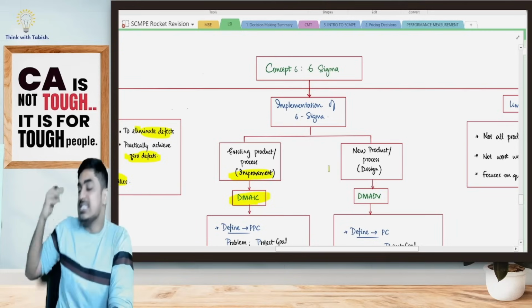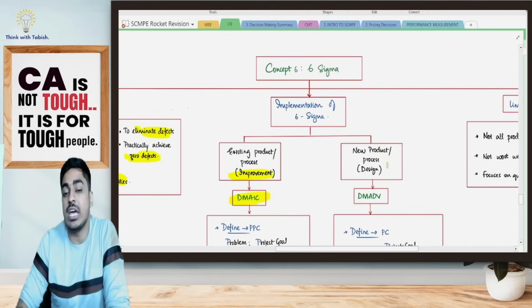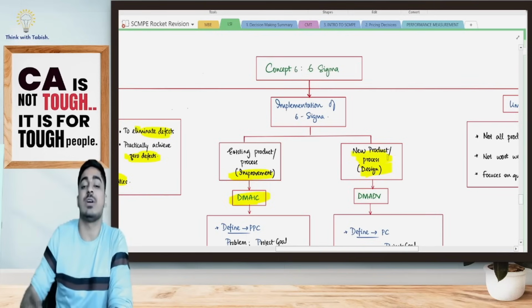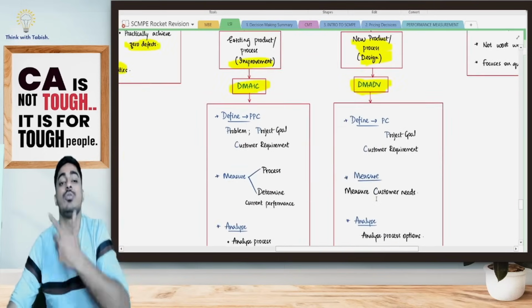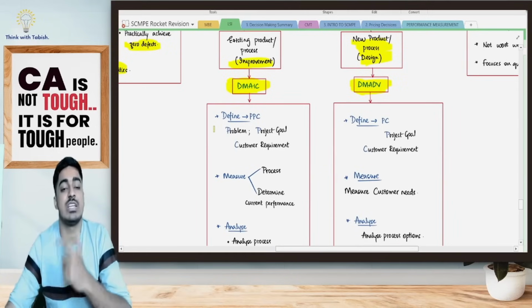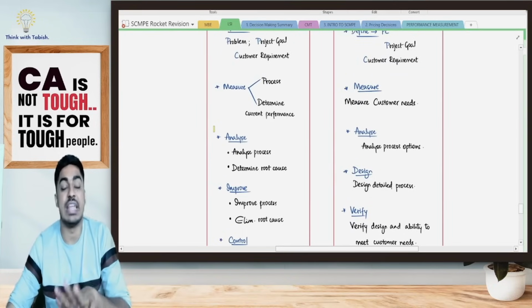Or else I want to design or develop a new product or a process. For that, I want to implement Six Sigma. I want to develop a new product in such a way that it is defect free. For that, I'll be using DMADV. Now, existing, yes, in order to bring an improvement, I'll be going for a DMAIC approach. Yes, D stands for define, M stands for measure, A stands for analyze, I stands for improve, C stands for control. But that's not your answer.